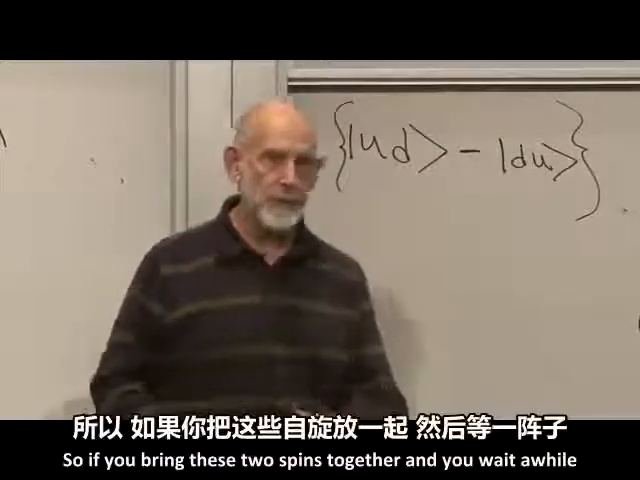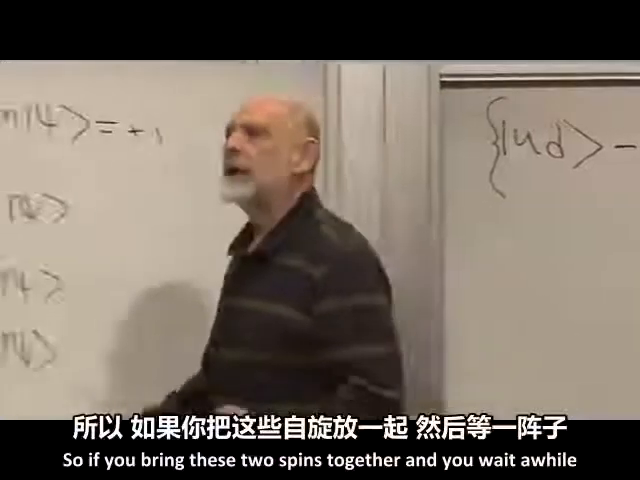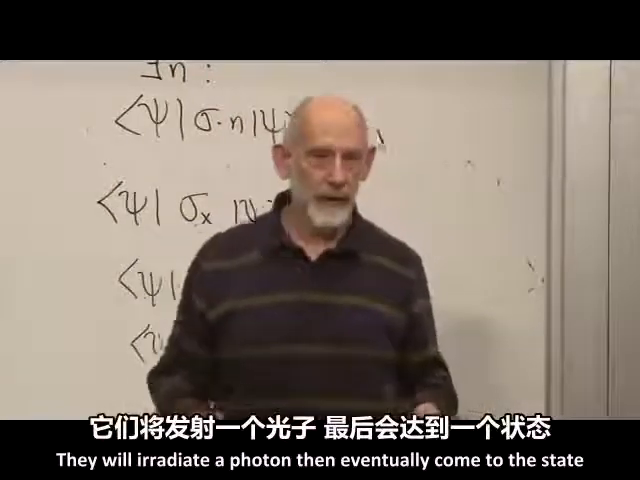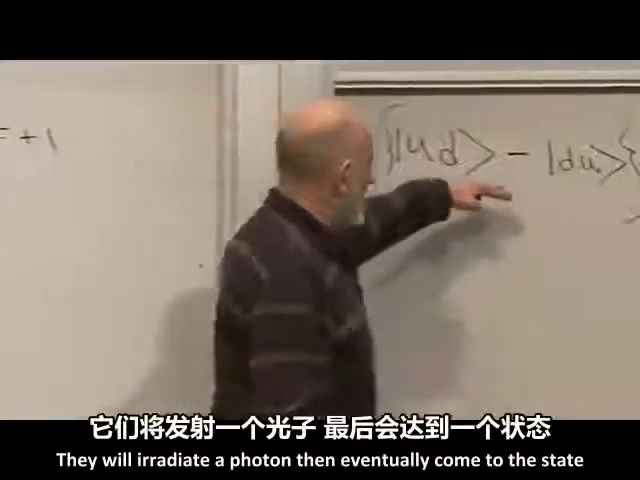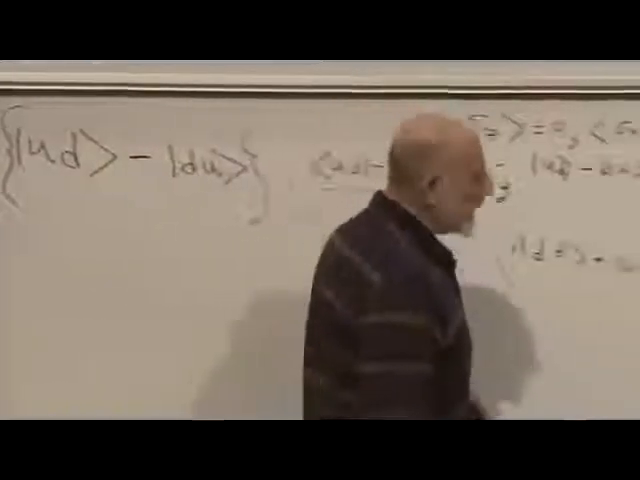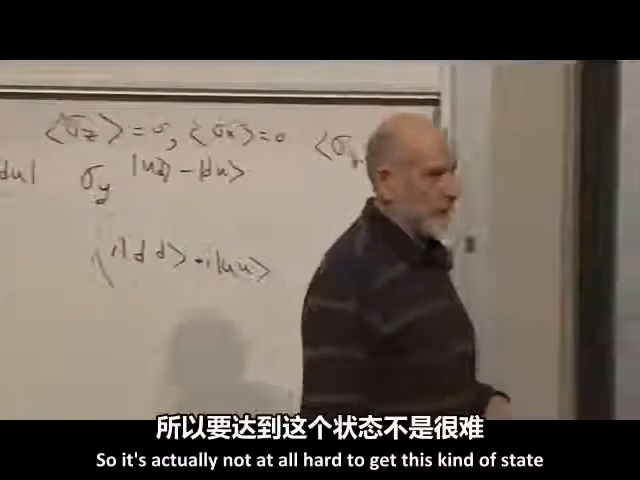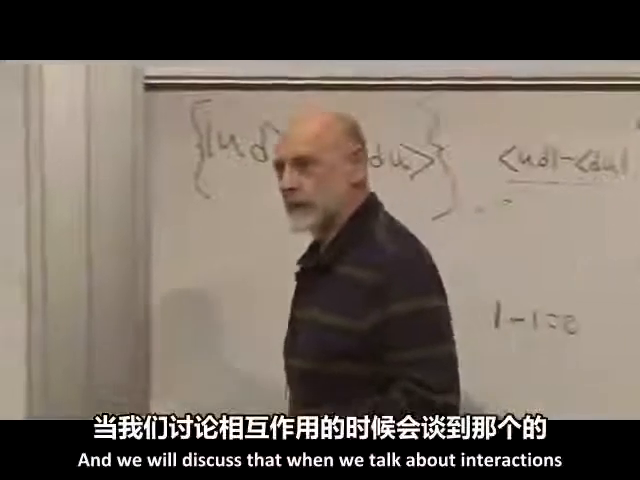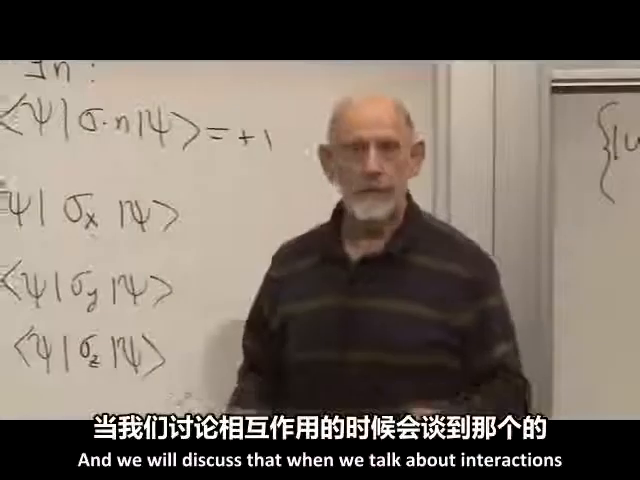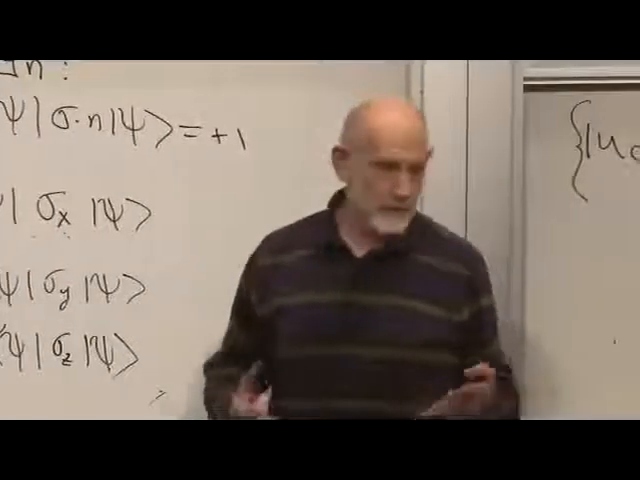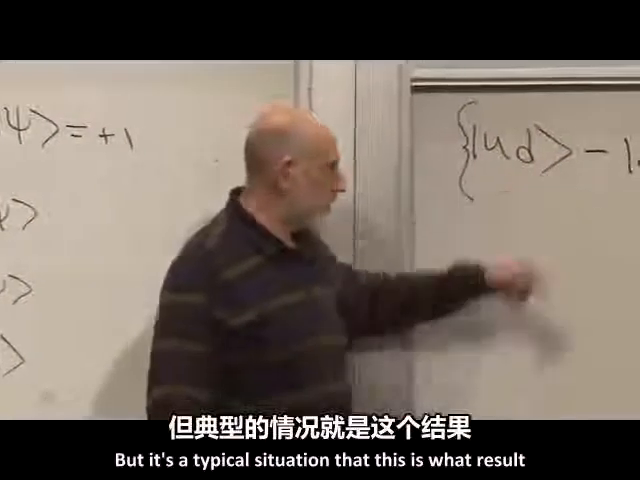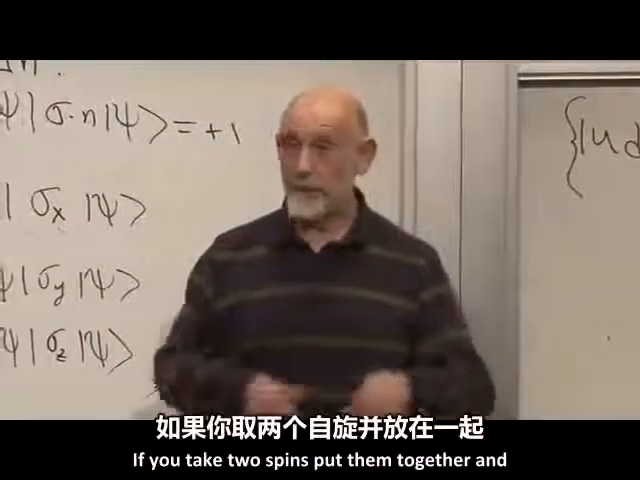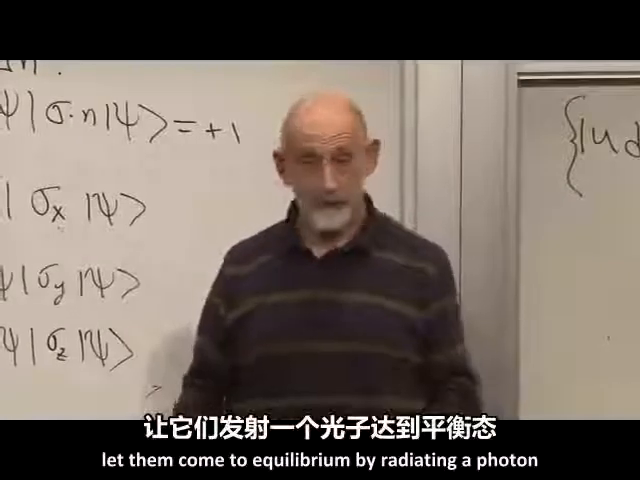So if you bring these two spins together and you wait a while, they'll radiate a photon eventually and come to this state. So it's actually not at all hard to get this kind of state. It's rather easy to get this kind of state. And we'll discuss that when we talk about interactions. But it's a typical situation that this is what would result if you take two spins, put them together, and let them come to equilibrium by radiating a photon.